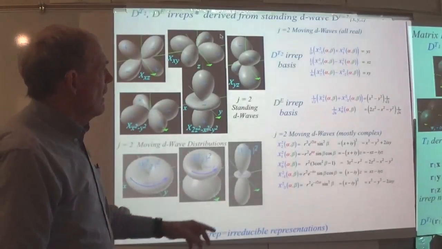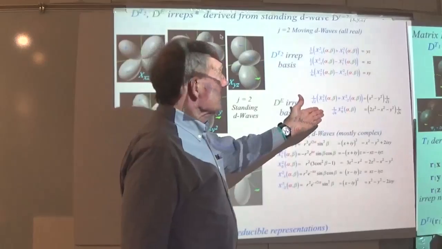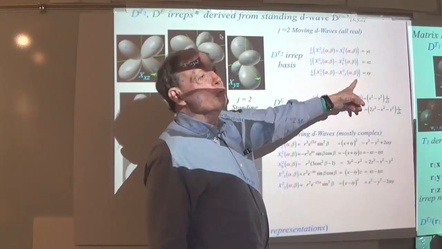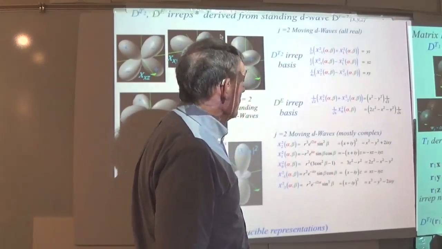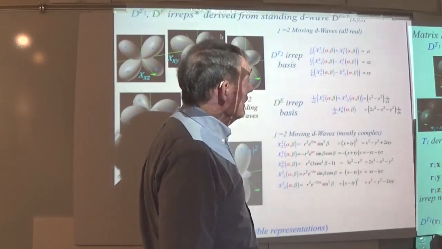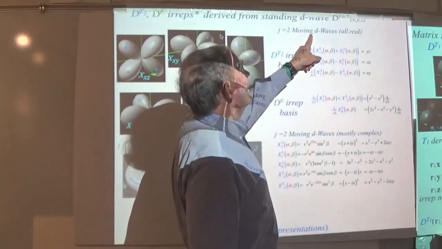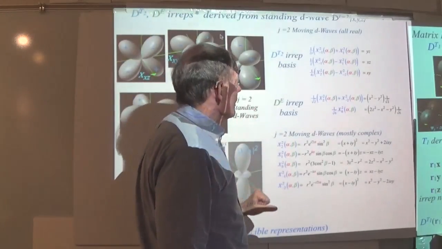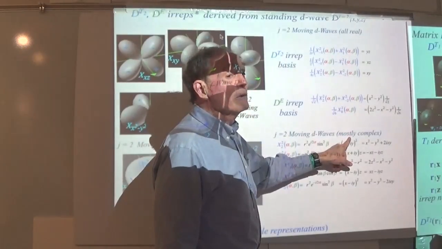Okay, so here's the actual moving d waves all written out, and here they are combined in such a way to make something that's completely real. These are totally all real. These, the moving d waves, j equal 2. I should have said standing d waves, all real. This is a mistake. Typo. This should be standing. Okay, like this. All right. These guys down here are the moving. These are mostly complex because they got phases.